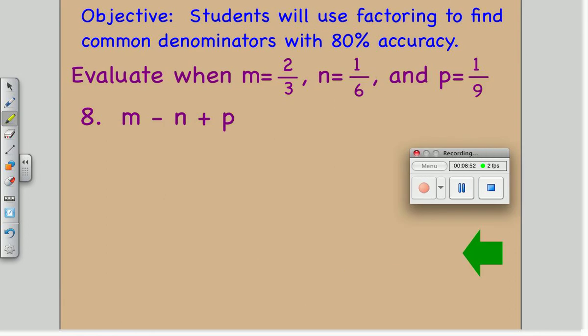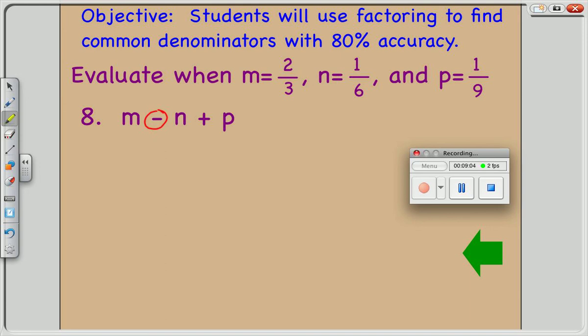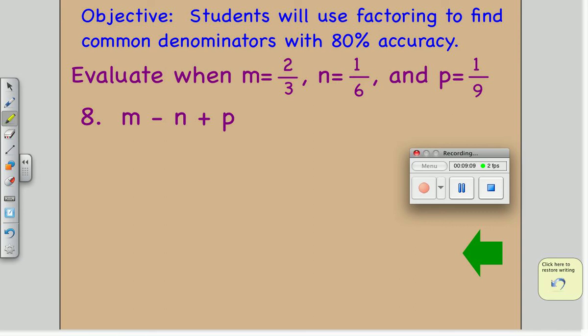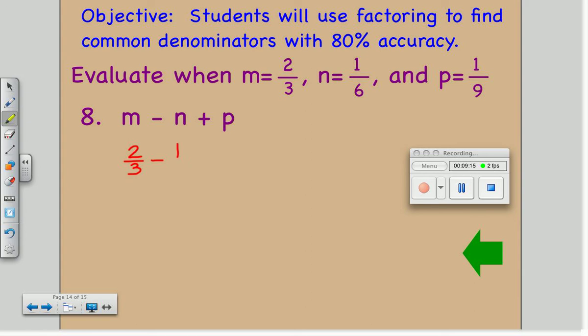On this one, we have the same numbers. By the way, this is the last one we're going to do, so this is it. M is 2/3, N equals 1/6, and P equals 1/9. Same numbers, but a different problem. So instead of adding here, we're subtracting. All right? So that's going to be a little bit different.